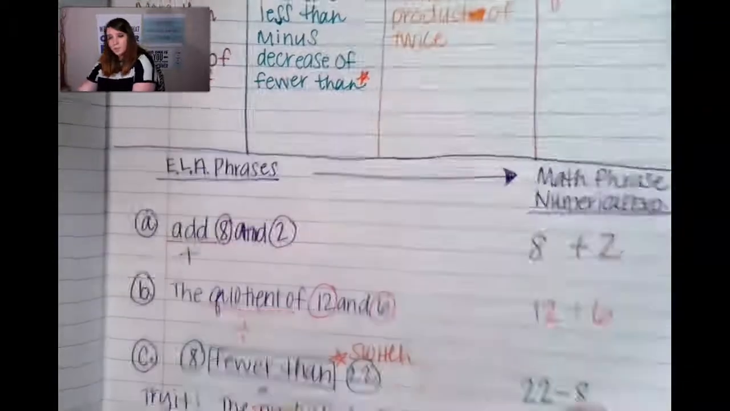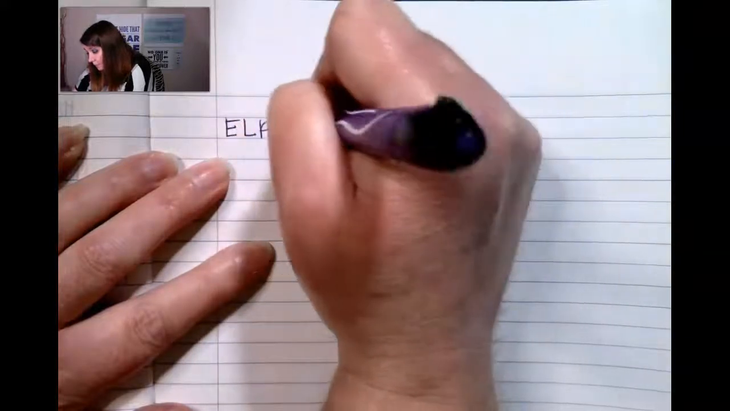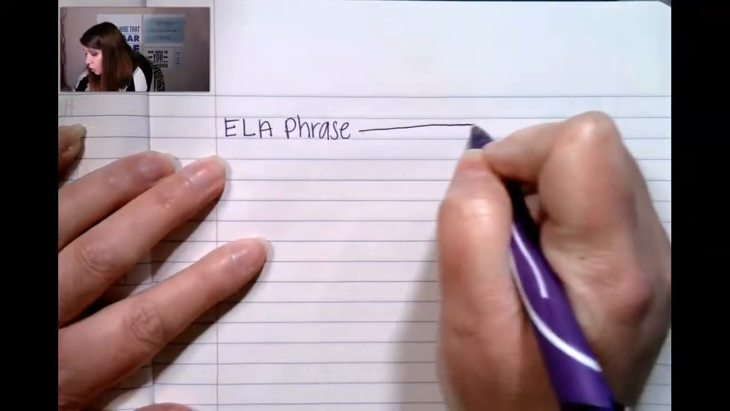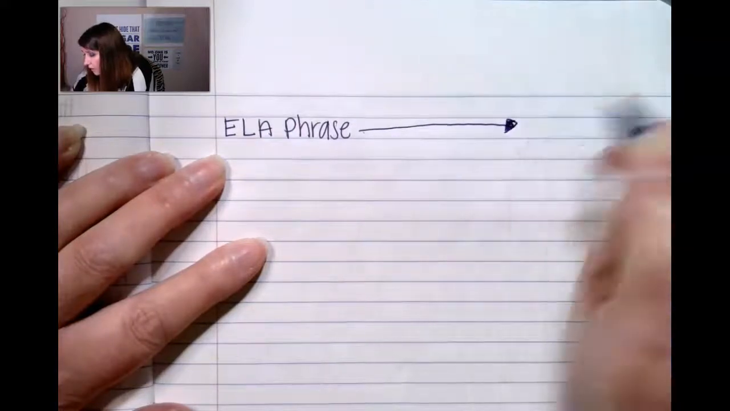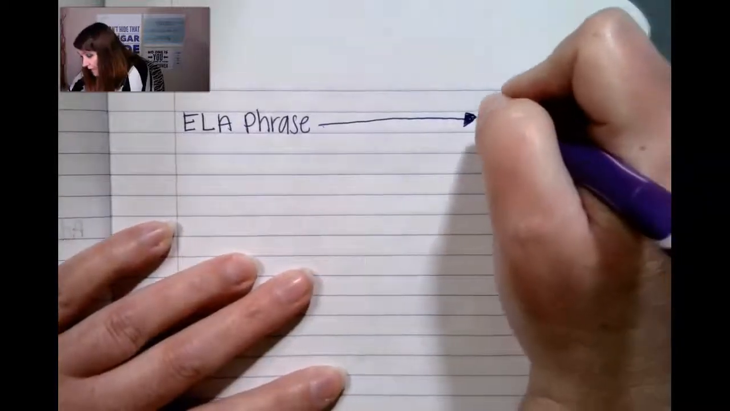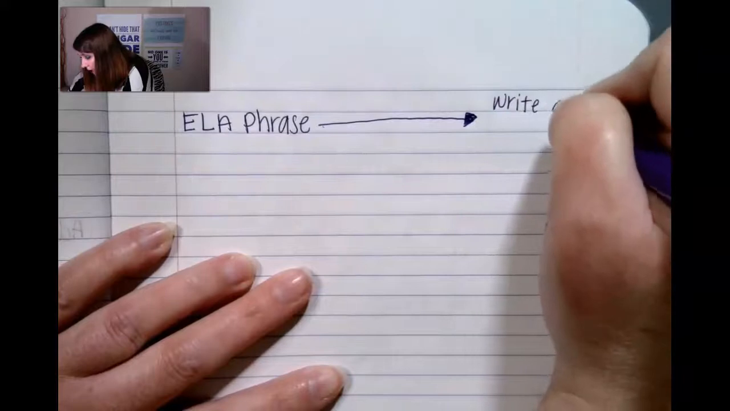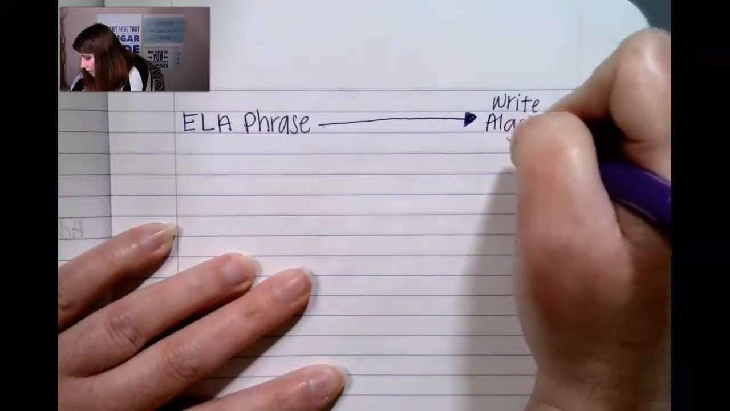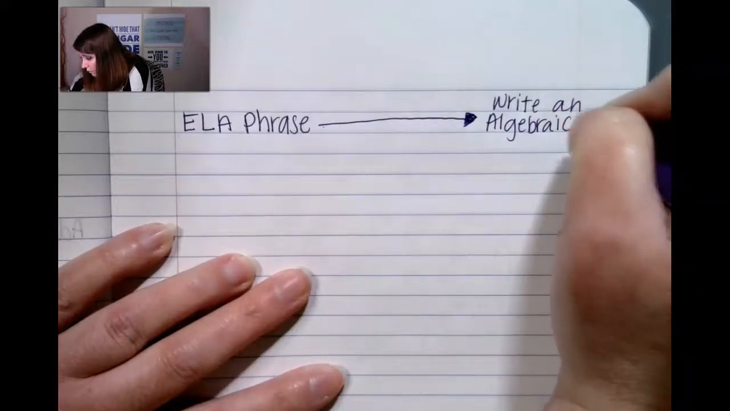All right, now I'm going to turn the page because we are now going to do the exact same thing, except we're going to add in algebra. Okay, so now you're going to have letters. So we're going to take a language arts phrase, an ELA phrase, and you need to turn it into an algebraic expression.